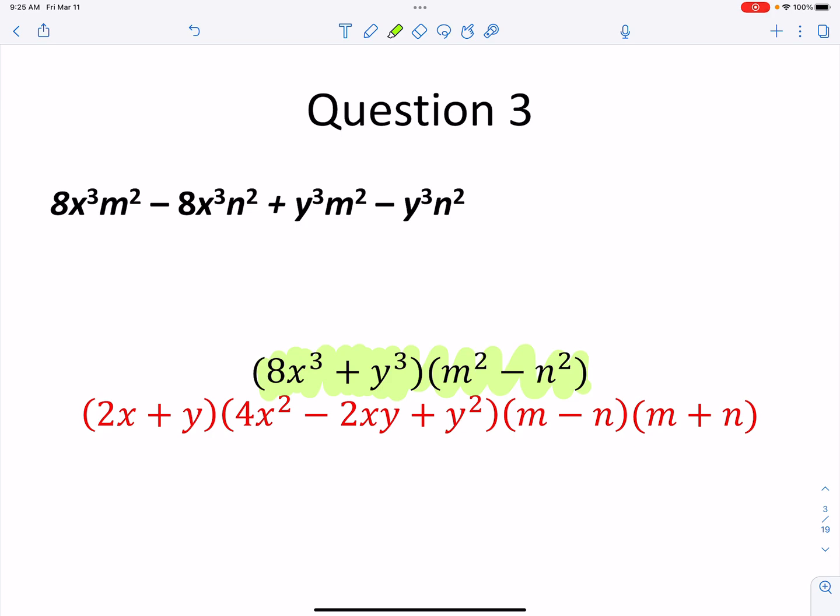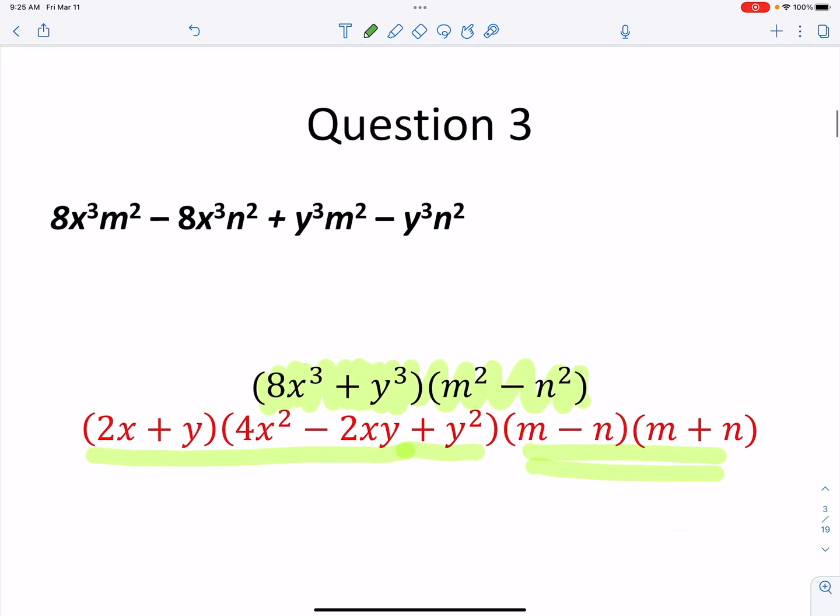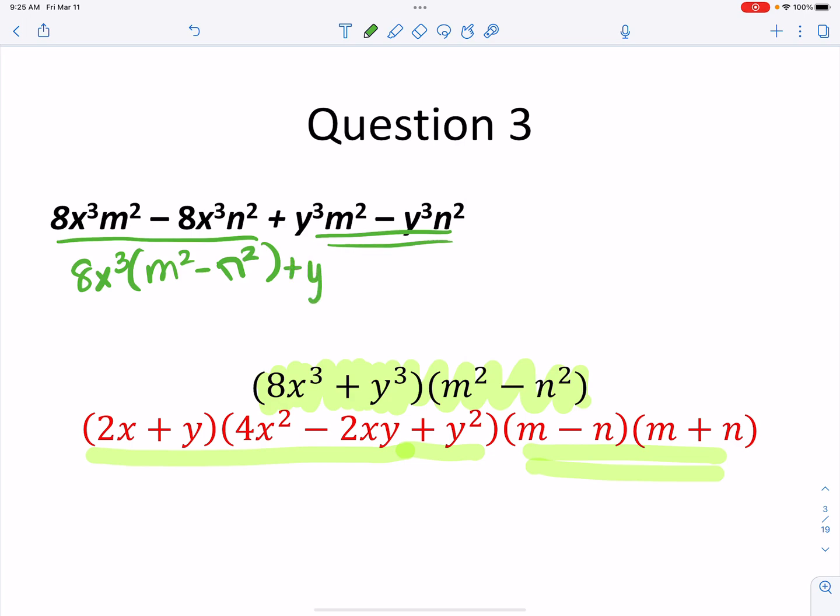You can take the first set of parentheses, and that's this, and then the second set of parentheses is this. The red answer is the complete answer. If I do this one by grouping, and I group the first 2, I can take out an 8x cubed. That leaves me with m squared minus n squared. And on the back, I can take out a y cubed. That leaves me with m squared minus n squared. So that's how I would get my 8x cubed plus y cubed, times m squared minus n squared. That still can be factored.